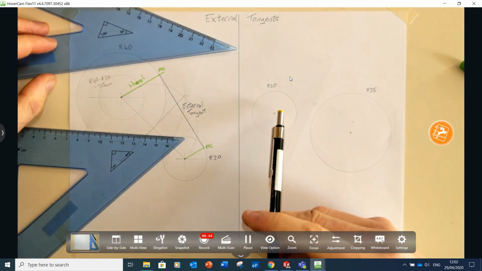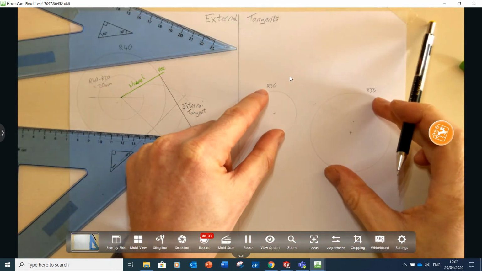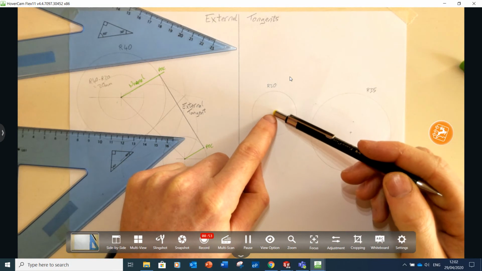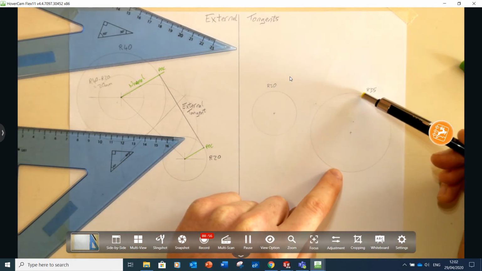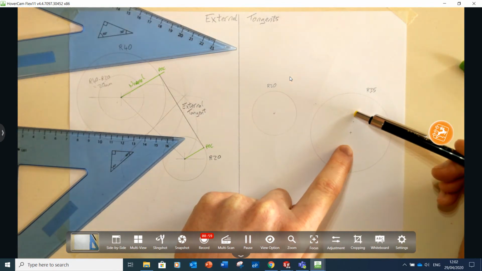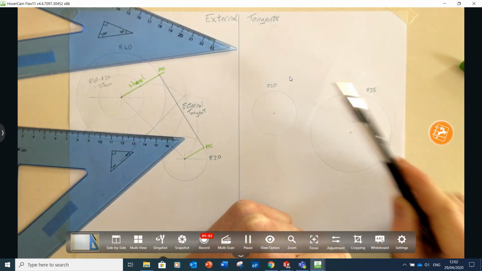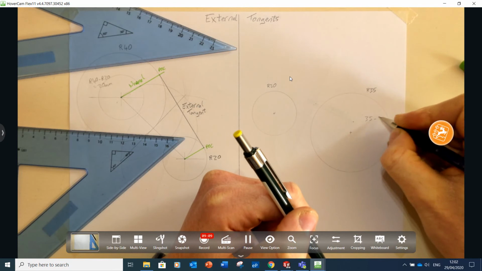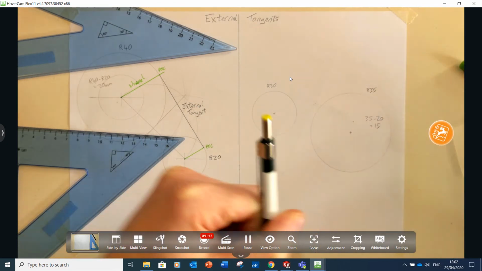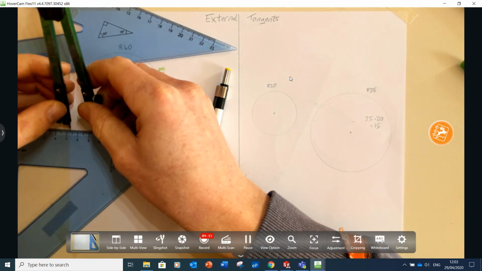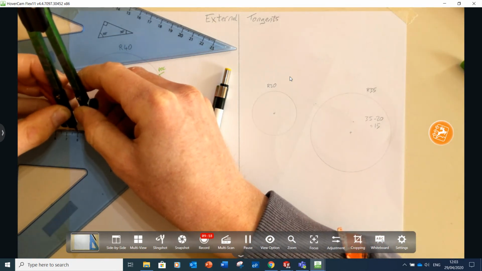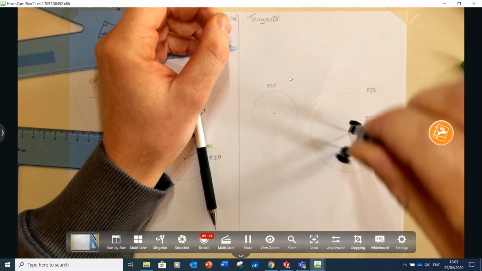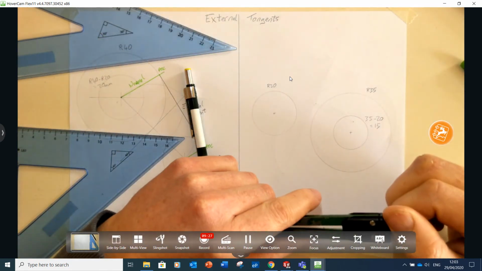Now, next step then, I need to reduce my 2 circles until the smaller one becomes a point. So if I reduce this to a point, it will get 20 millimeters smaller. Therefore, the radius 35 has to get 20 millimeters smaller at the radius. So I will subtract 20 from 35. So 35 minus 20 will be equal to 15. So I will now set my compass to 15, and I'm going to draw on my smaller circle.